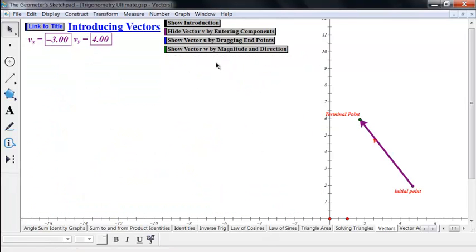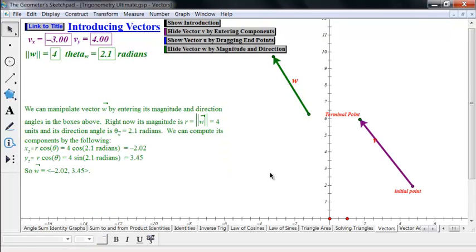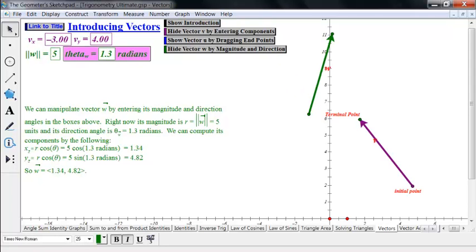Now, let me hide that, and let's look at a couple other vectors that we could do. Let's next look at one by magnitude and direction. So the green vector here, W, I give you the magnitude and the direction. So let's say the vector is going to be 5 units long, and it's going to go in a direction of, let's say, 1.3 radians.